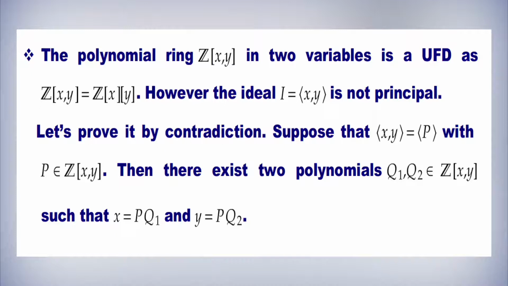Second, the polynomial ring Z[x,y] in 2 variables is a unique factorization domain because Z[x,y] can be written as Z[x][y]. However, the ideal I equal to the ideal generated by x, y is not principal. Let us prove it by contradiction.